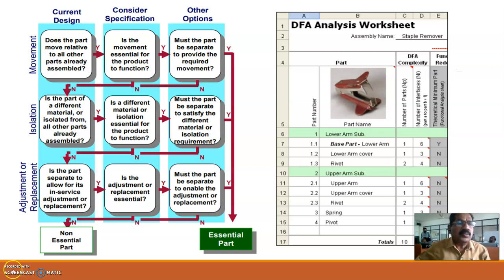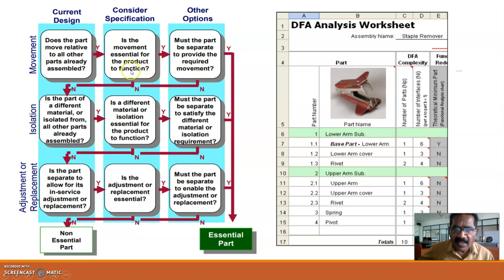Okay, so we have a kind of flow chart where there is a current design, right? We start asking yes or no questions on the movement, on the isolation, and on the adjustment or replacement. On this side, we have the current design. Consider the specification and other options. Does the part move relative to all other parts already assembled? Is there a relative motion? If yes, then we ask whether the movement is essential for the product to function. If again yes, the motion is definitely required, then we ask whether the part must be separate to provide the required movement. If it is no, then I try and join the part.